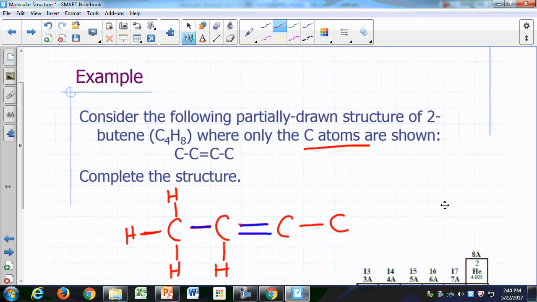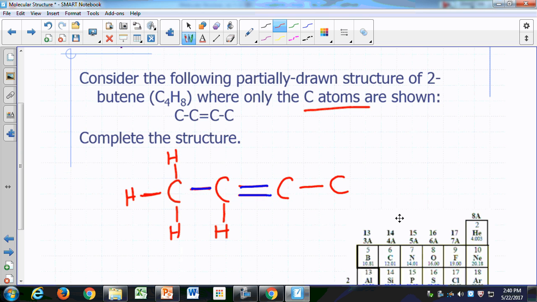We're not worried about that. Now this third carbon over here has 1, 2, 3 bonding pairs, so we're going to need another bonding pair. So let's attach a hydrogen to that one. That makes 4 bonding pairs. And finally, this last carbon here has 1 bonding pair, so it needs 3 more to make 4. So 1, 2, 3, and you attach a hydrogen to each one of those.